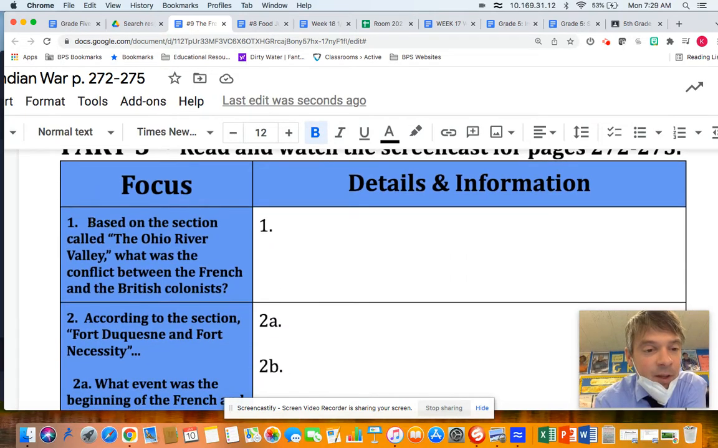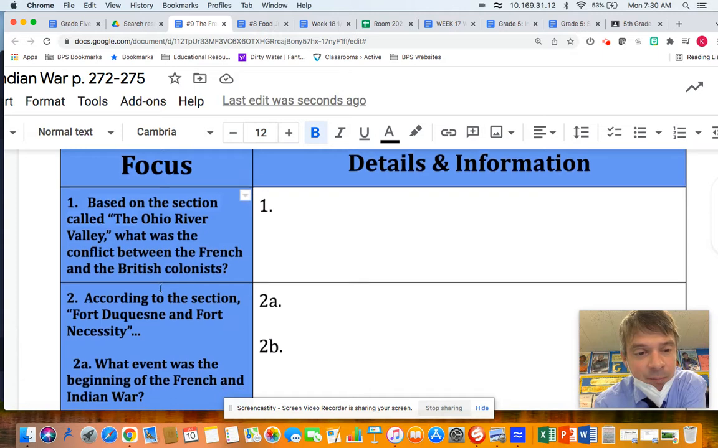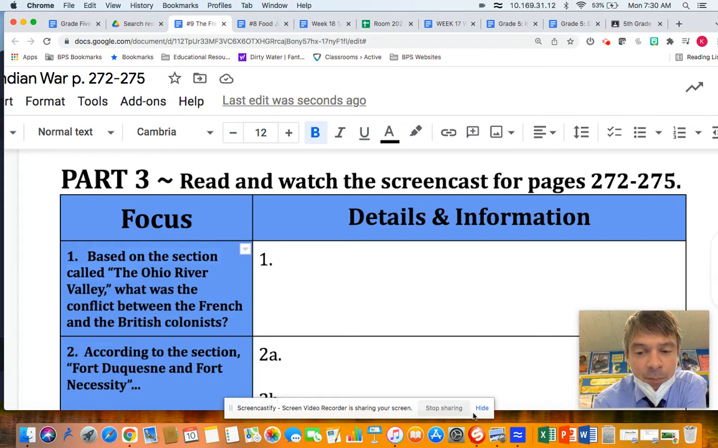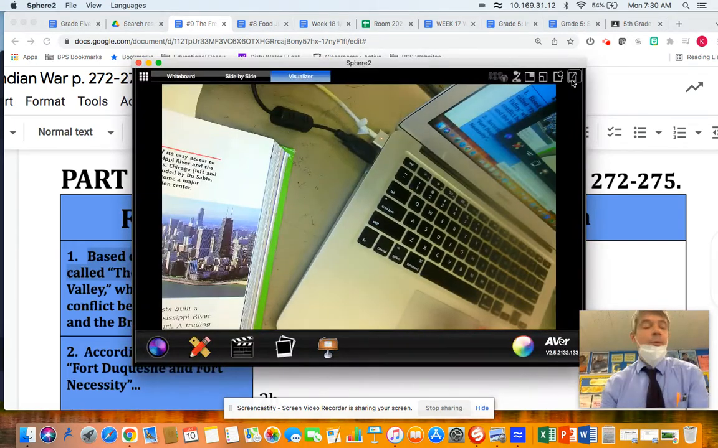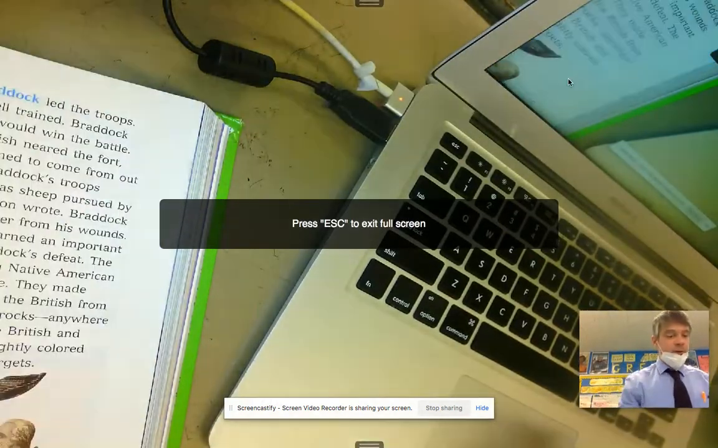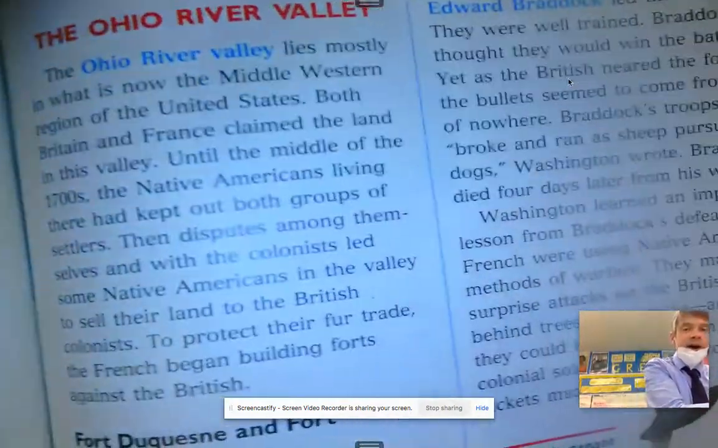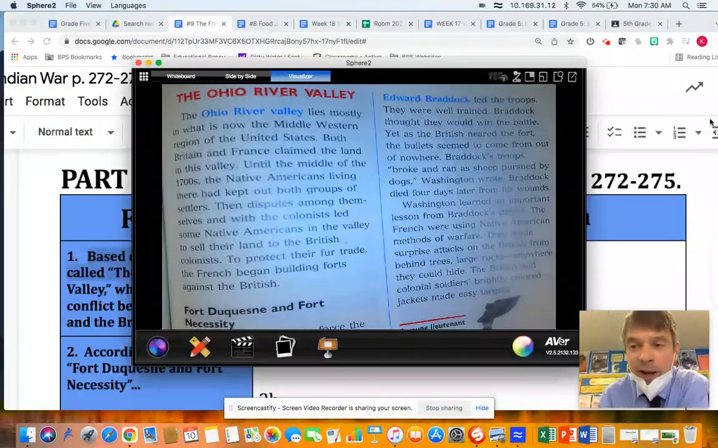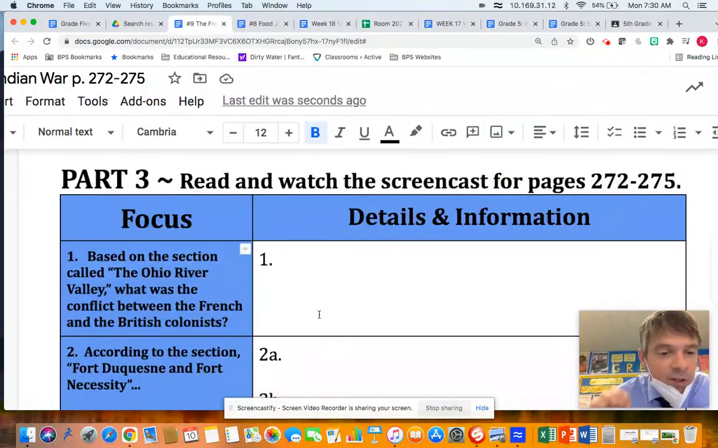So you're going to be finding, based on this section called the Ohio River Valley, what was the conflict between the French and British colonists? So basically, why were they fighting? There were these two forts. And I'm going to go through and read these as we go. Okay, so I'm noticing that little pattern. So here goes our reading. We are starting on page 273, and there's no page number on that page, but it starts with the Ohio River Valley. So I know from my doc, we're looking for information. What was the conflict between the French and the British colonists?